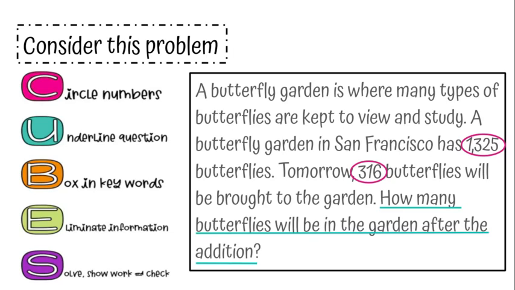Now let's box in those keywords. I see here brought to and addition. If they're brought to the garden, they're being added to the garden, and then it says how many will be in the garden after the addition. So I know that it's adding those other butterflies. Now let's eliminate the information we don't need. A butterfly garden is where many types of butterflies are kept to view and study. That's very interesting, but it's not going to help me solve the problem, so I can go ahead and eliminate that. Now our next step is to solve, show our work, and check.